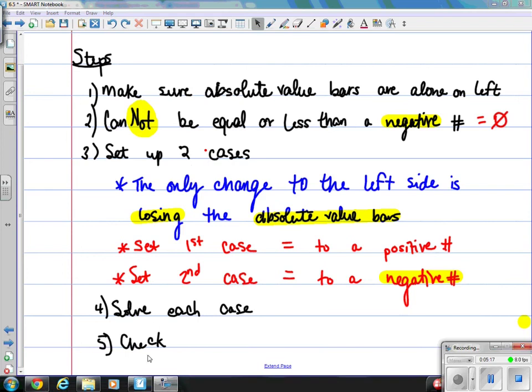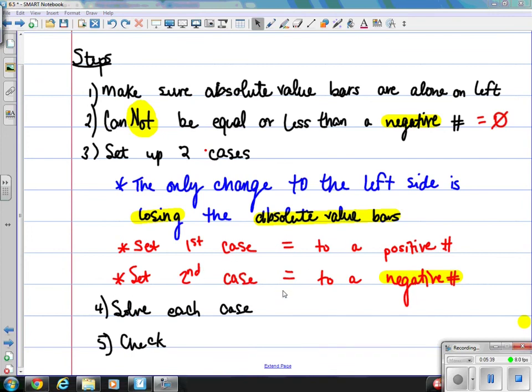So these are our 5 steps for solving absolute value equations. Step 1, make sure the bars are alone on the left side. Step 2, make sure it doesn't equal a negative. Step 3, set up 2 cases. We lose our absolute value bars on the left, and we set it equal to a positive number. And for our second case, we set it equal to a negative number.